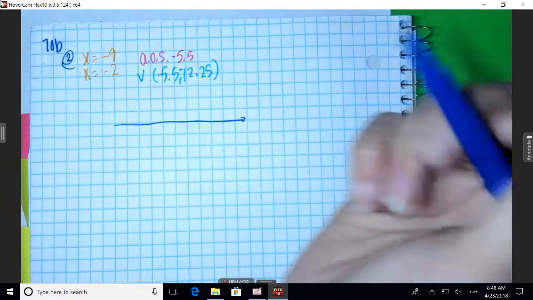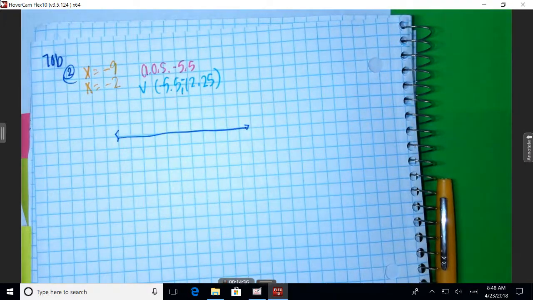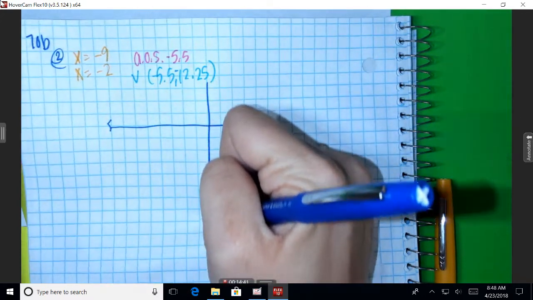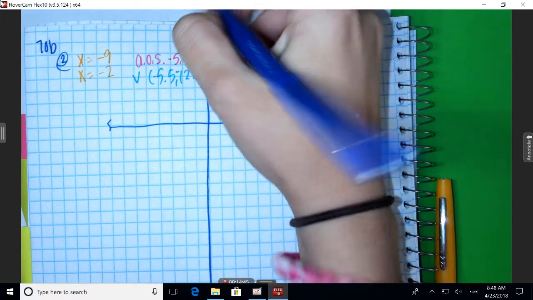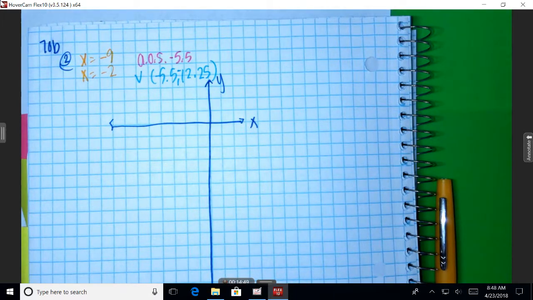All right, I don't need very far on the positive on the x-axis, do I? I basically need all my negatives. So I'm going to put this here. X, Y.